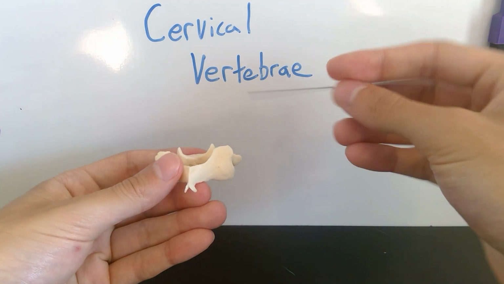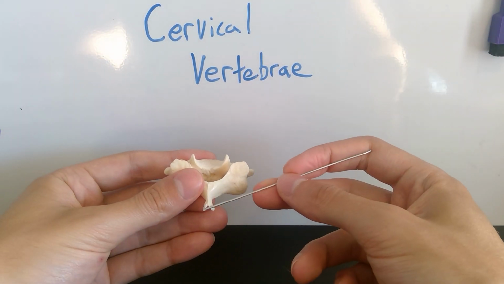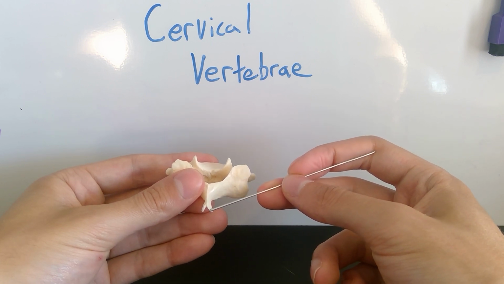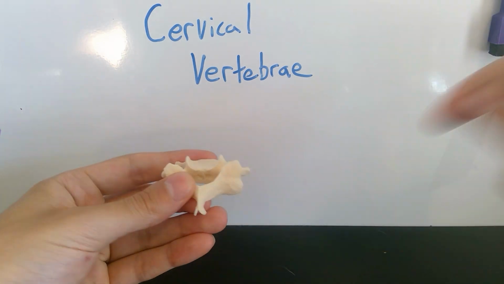And something I just want to point out, with a typical cervical vertebrae, you will have this bifid process, and the exception to that rule is actually C7, because it has a nice prominent one, but it's not bifid.